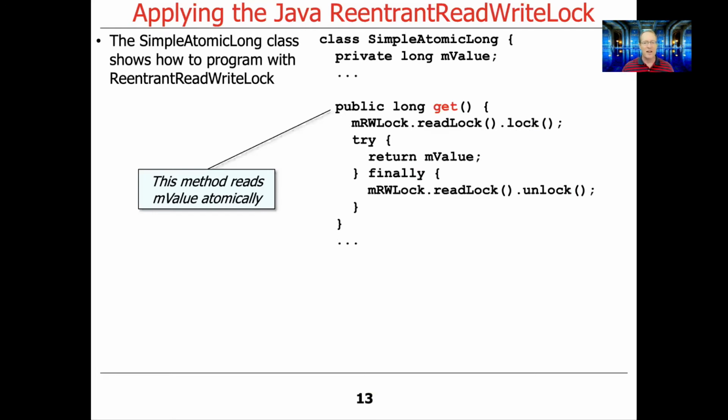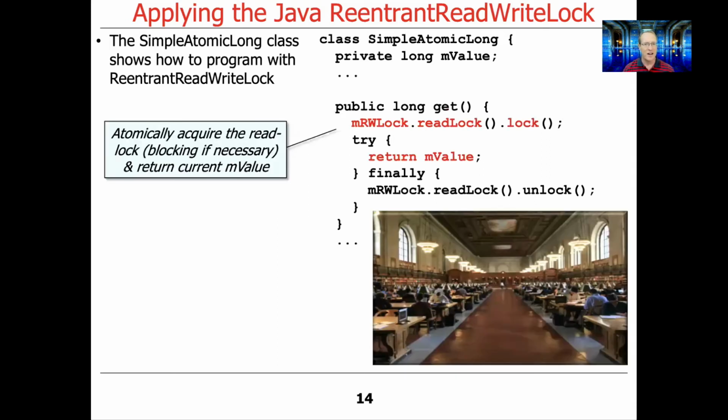Here's the get method. This method is designed to read the value of mValue atomically. So once again, we need to make sure it's protected from other write locks that might be coming along and trying to modify the value of mValue. But if we have lots of various threads that are only reading, we want them to all be able to go in parallel. So we implement that by using the read lock.